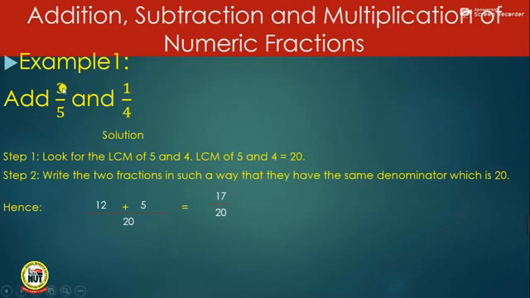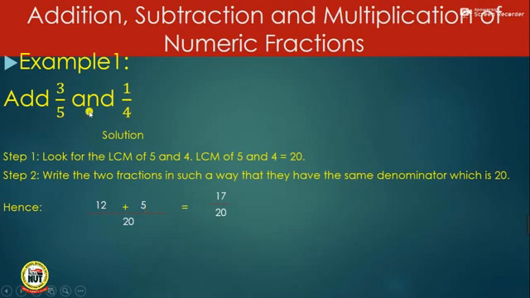Then that 4 multiplied by the numerator here, which is 3, gives us 12. It means we are done with the first fraction. So we go to the second fraction. The denominator of the second fraction is 4. So you ask, how many 4 can you get in 20? Or in other words, 20 divided by 4 gives us 5. Then that 5 times 1 is 5.